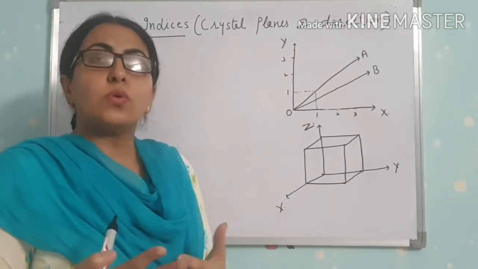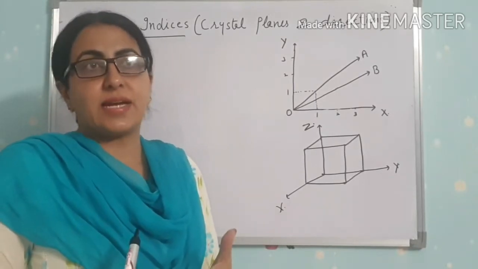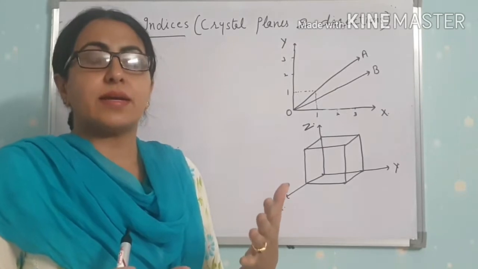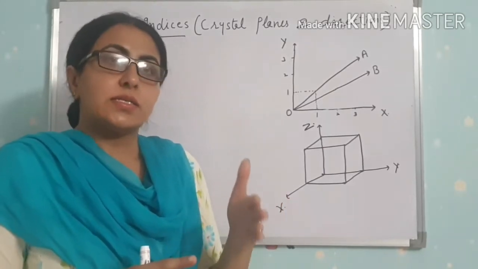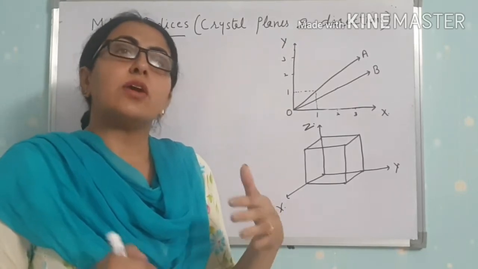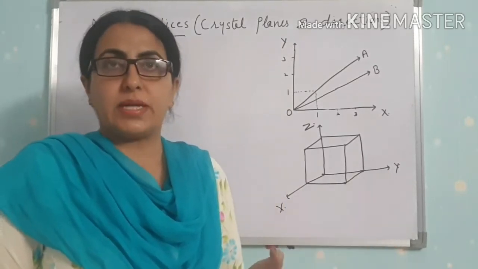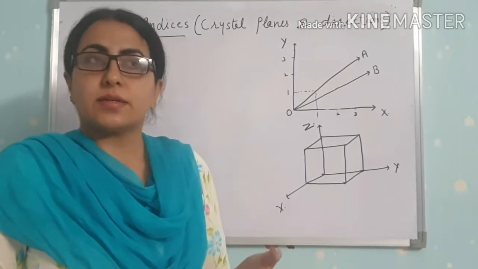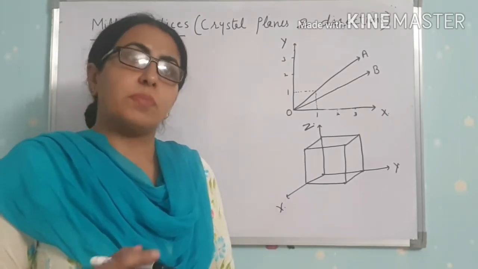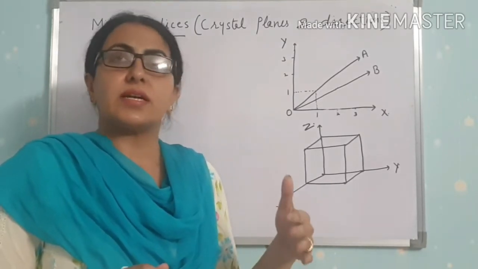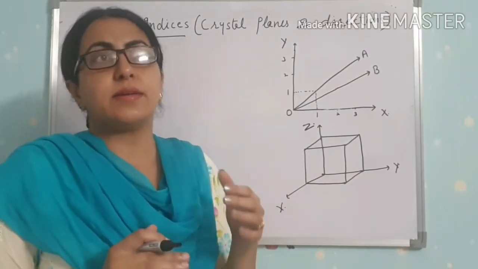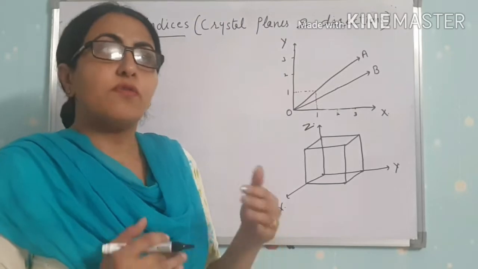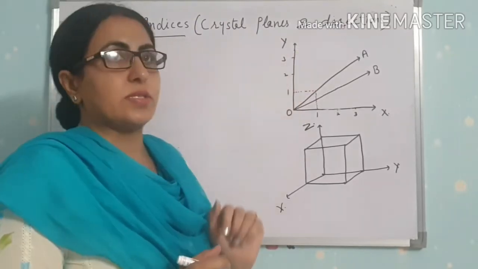Now how to locate these planes and directions? These planes and directions contain a large concentration of atoms, and the concentration of atoms, or we can say atomic density, is different for different planes, because crystalline solids are anisotropic in nature. The physical properties are different in different directions. So how to locate these directions and planes? First, how to locate the directions?